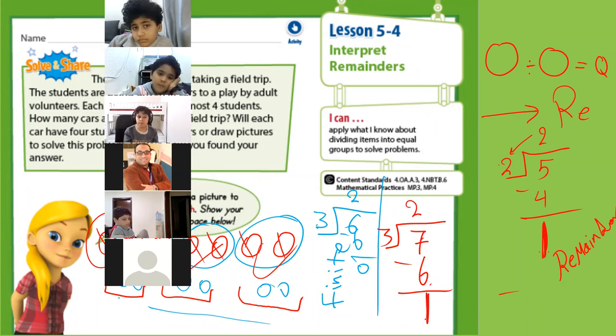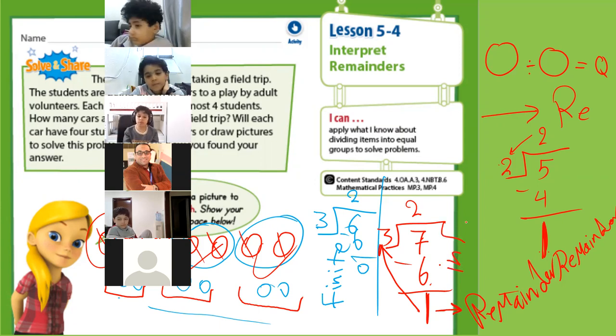The remainder is what? 1. This one is less than 3, I cannot continue dividing. So I can call this 1 the remainder. This is the meaning of remainder, my dear students. And this is called infinite division.